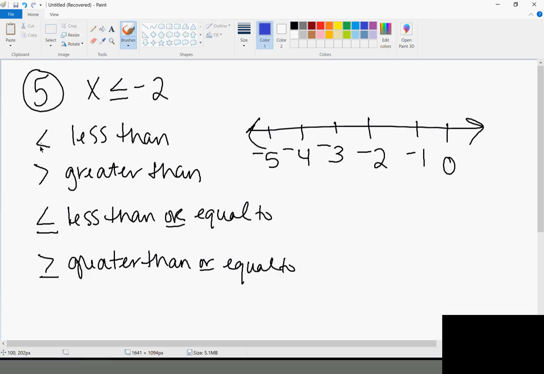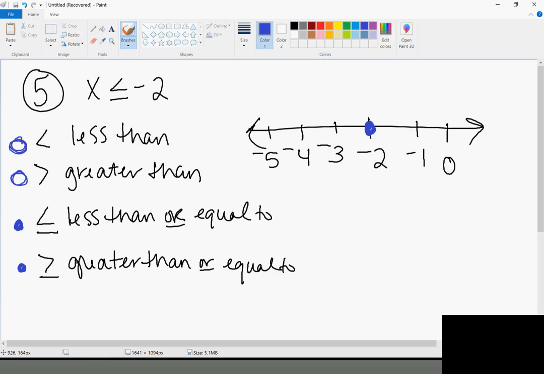So for less than or greater than, to mark our number, we would use an open circle, because we are not including that number, but we're starting at that number. So if it's less than or equal to or greater than or equal to, we use a closed circle. So for this problem, we're going to use a closed circle over -2.